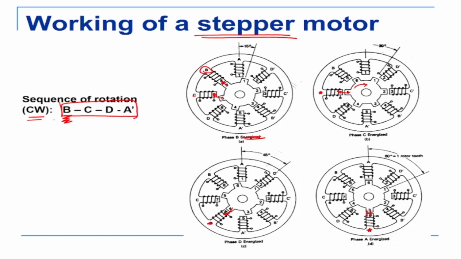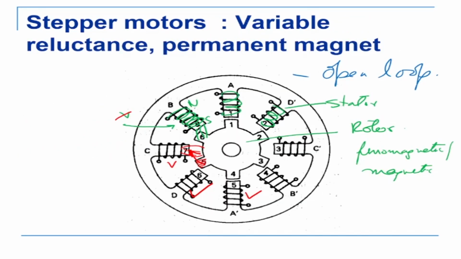Now suppose you want to go anti-clockwise. All you have to do is just reverse the sequence. Then A dashed, D, C, B will give you counterclockwise rotation. Now these stepper motors can also be operated in what we call micro-stepping.